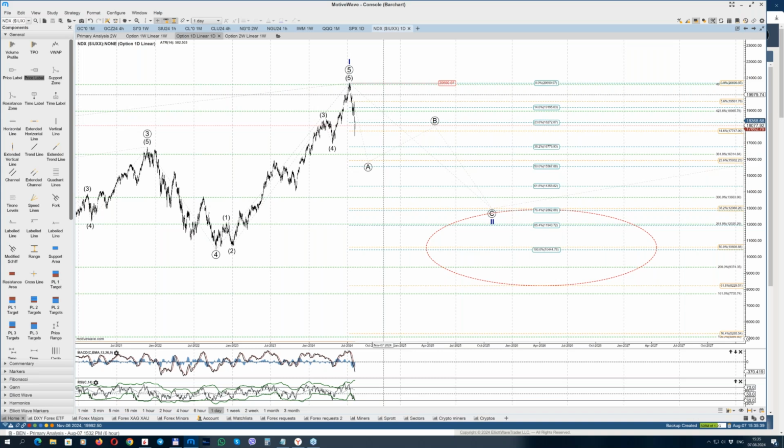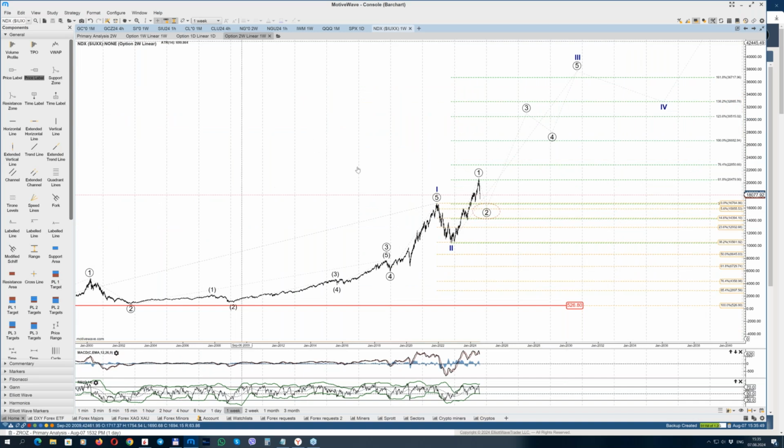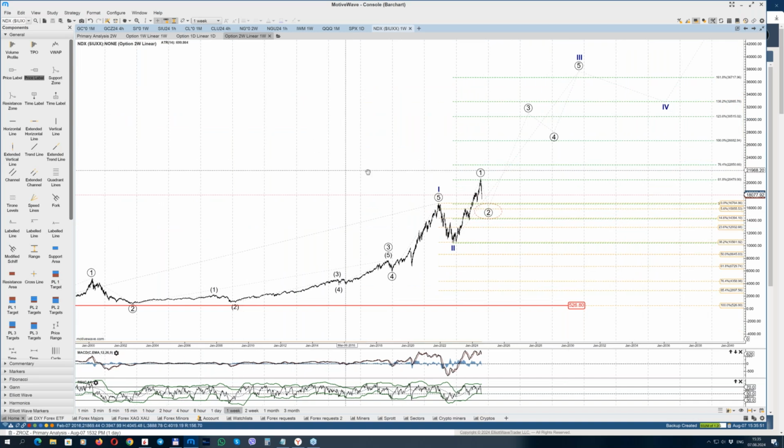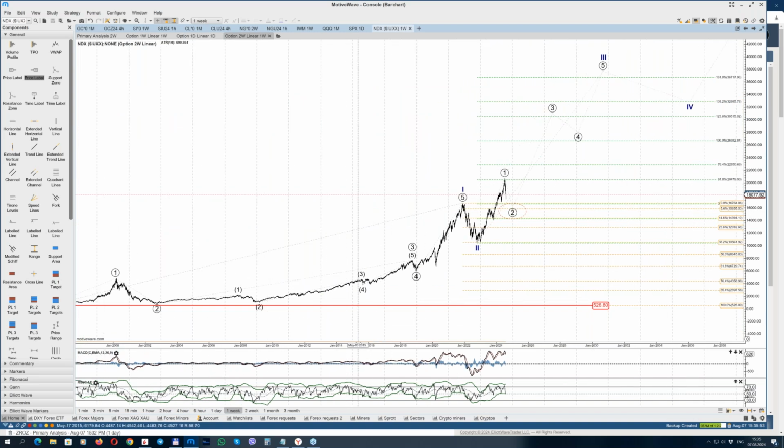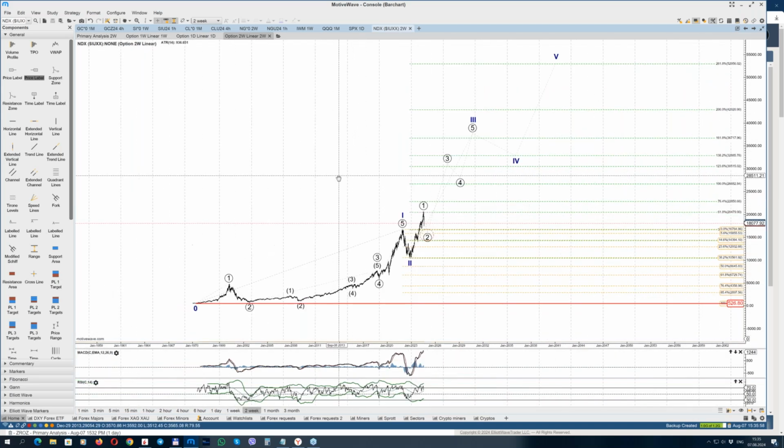Internal wave structure for this decline doesn't seem to be highly confident, so I prefer watching. And there is an alternative scenario suggesting a really bullish option for this chart. Let me show you in detail.